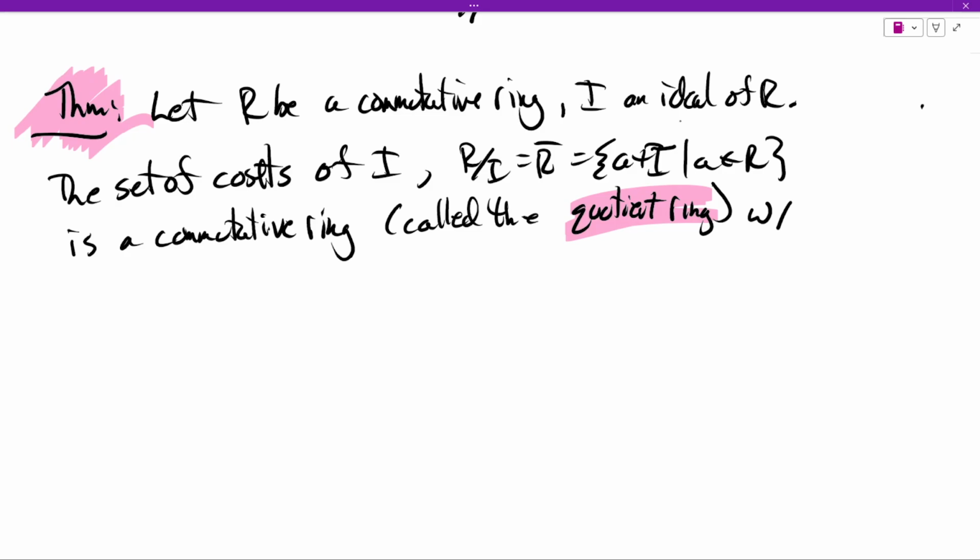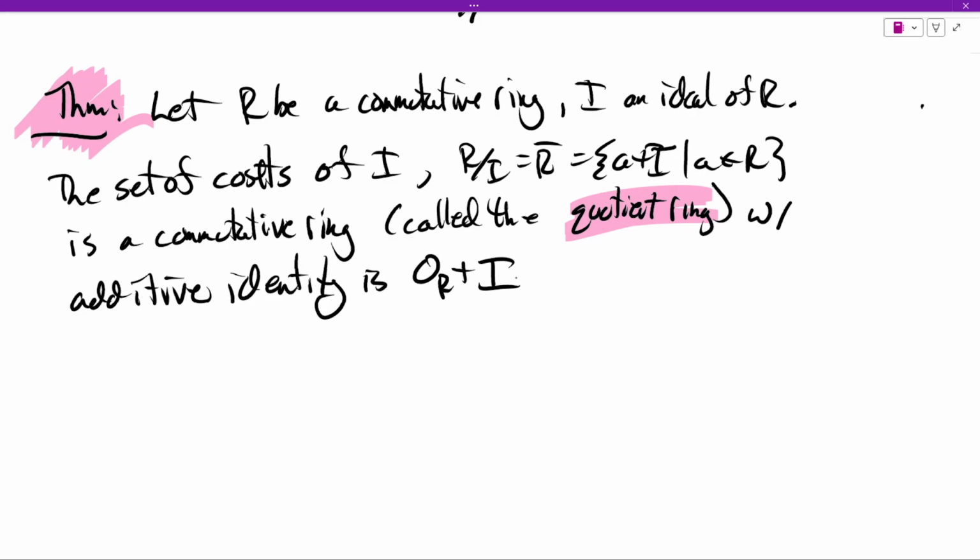This set of cosets has a ring structure. In fact, it's a commutative ring, and it's called the quotient ring, or the quotient of R mod I. I'll say other ways of saying that in a little bit. But to say that it's a ring, we have to have an addition and a multiplication, and we have to say what the various identities are. So the additive identity is 0 plus I, the 0 in R plus I. That's like the zero coset.